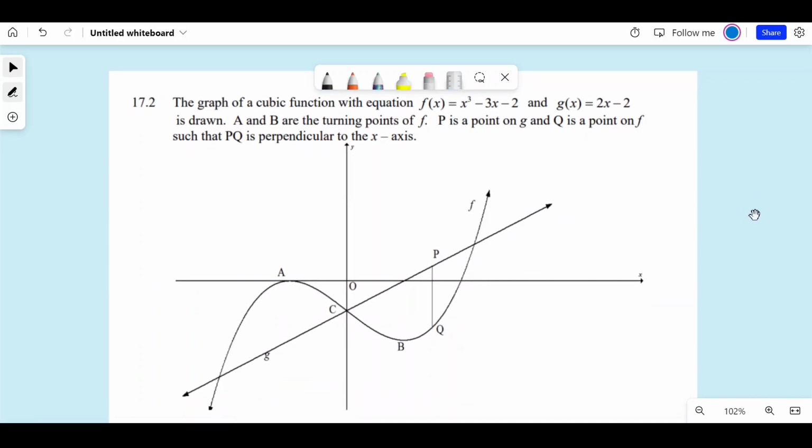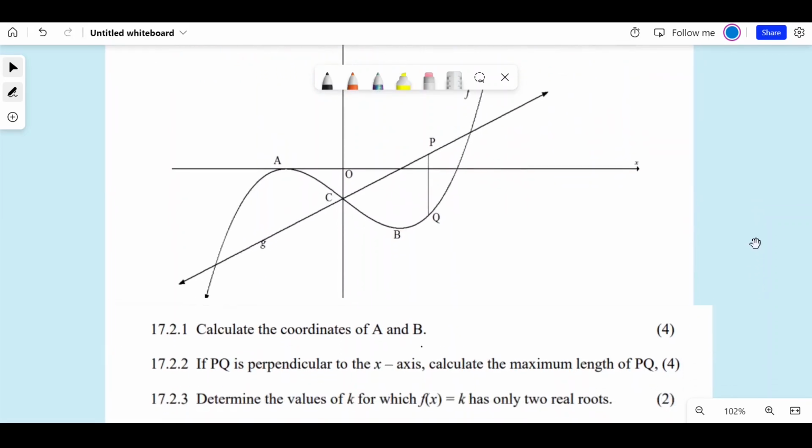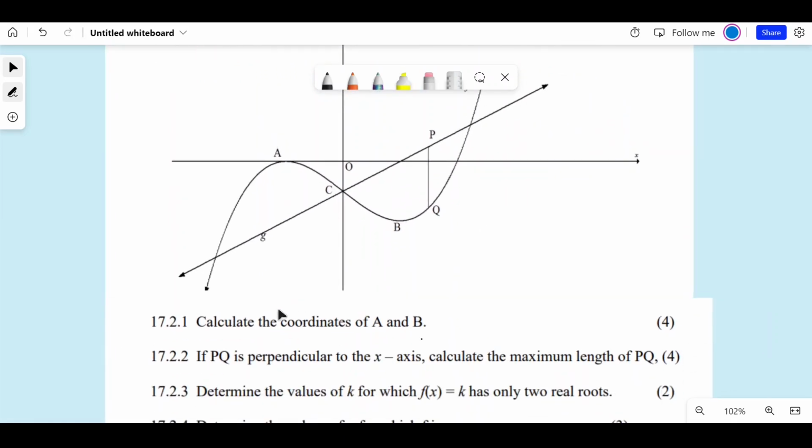Everything is marked in the diagram. Let's see what is asked now. Calculate the coordinates of A and B. As you can see, A and B are the turning points here.